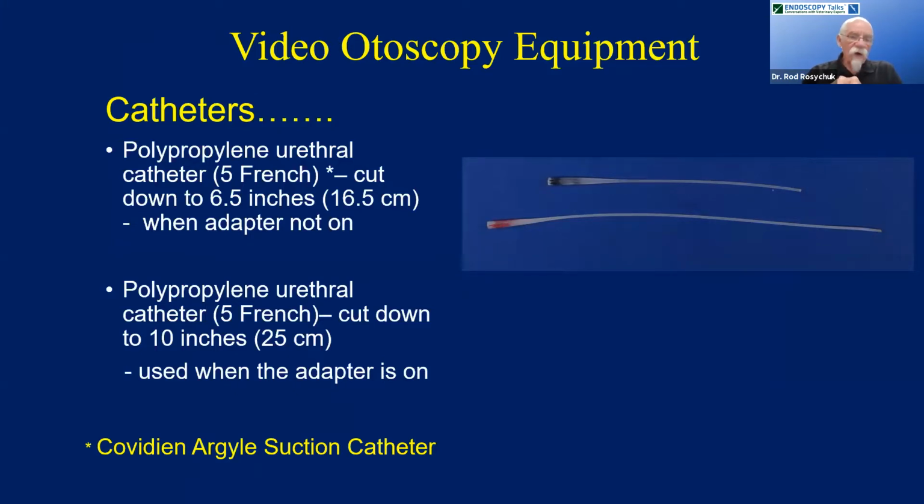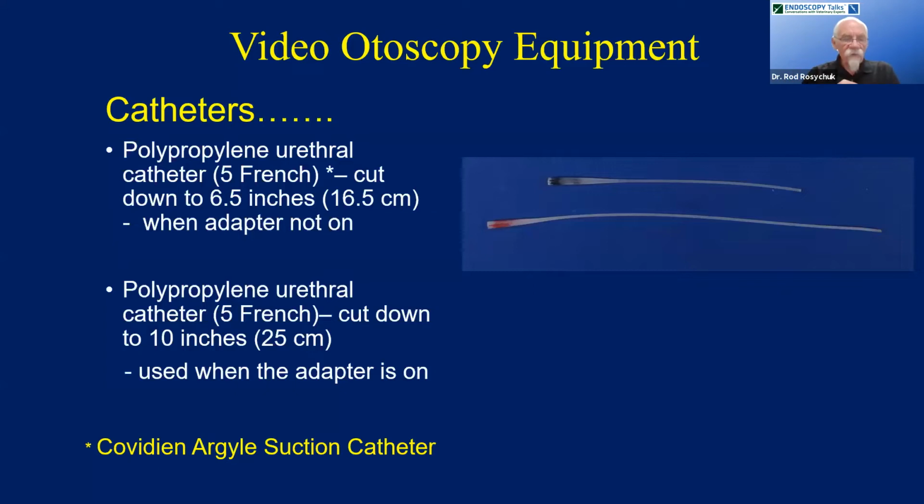I prefer these because of their rigidity. I like the rigidity associated with these five French catheters that are able to get through our working channel. And basically, these can be cut down. We do use two different sizes, shorter ones when we're just working through the working channel without an adapter added to the video otoscope. But when we're working with an adapter, we basically require a longer catheter. And so we cut those down to a longer length.